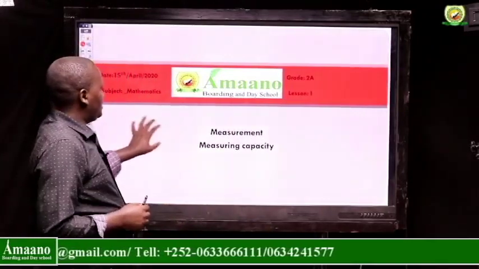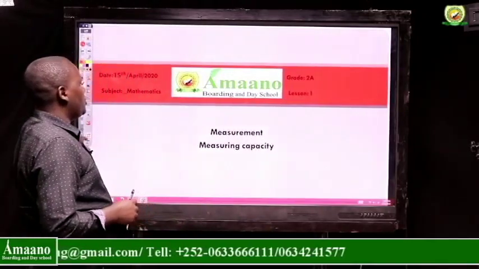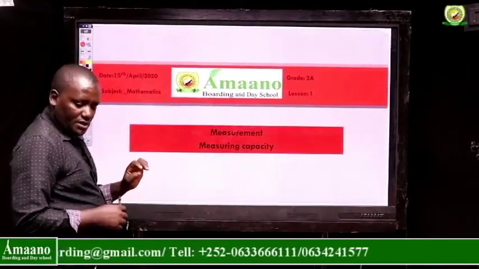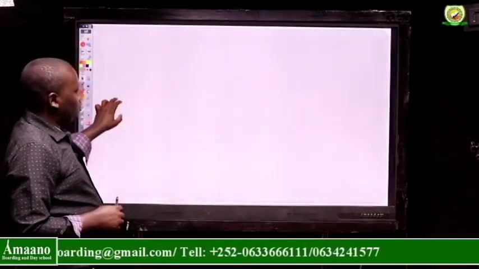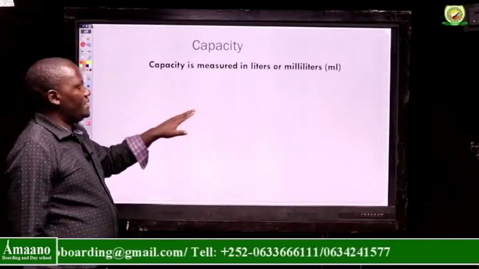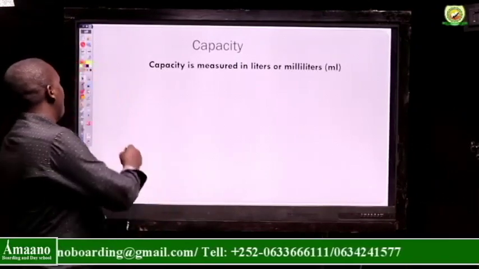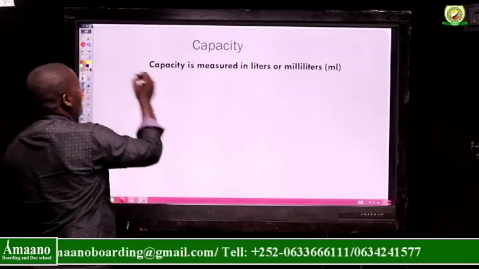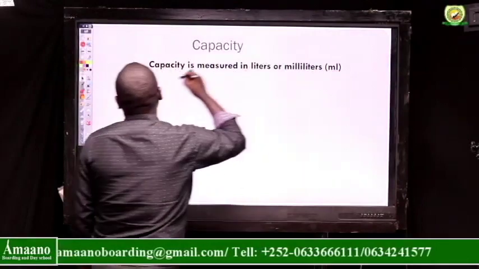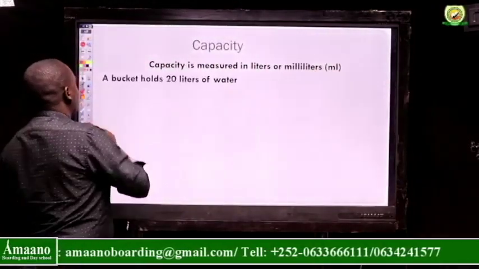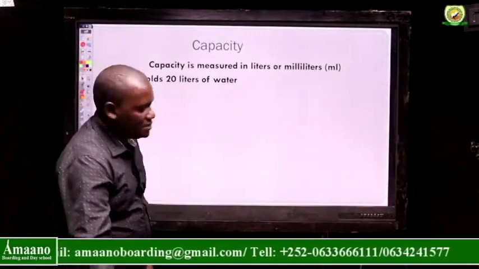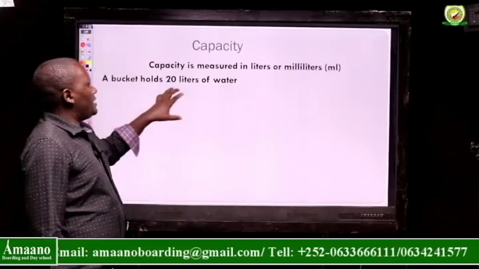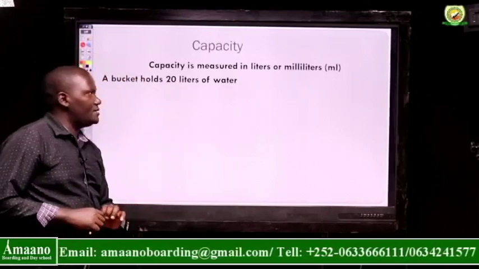Now let's go back to our subtopic. If you look at these bottles I've shown you, you'll see that we have big bottles and small bottles. The small bottles have their capacity measured in milliliters, that's ml. Now, if we look at this big bottle, it's measured in liters. So liquids are measured in liters and milliliters.